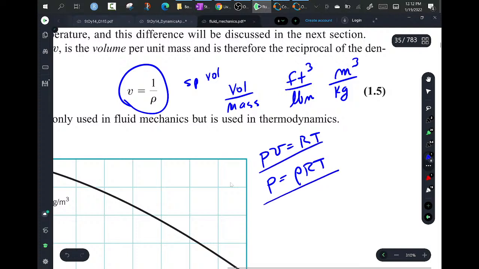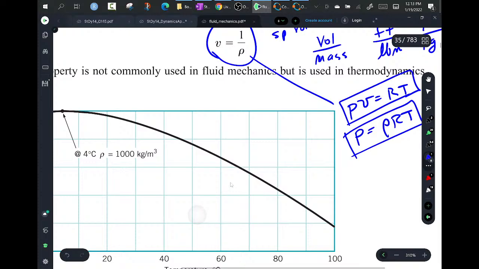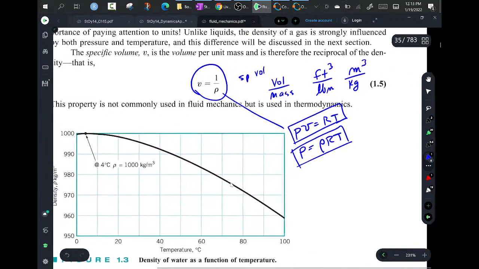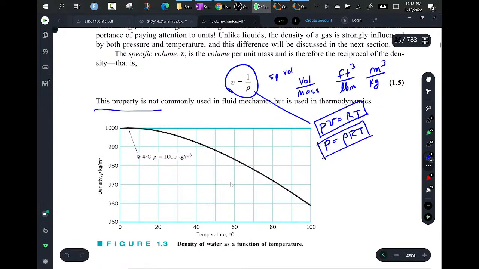That's the most common form, I guess, in thermo, but in physics you might see it like that. In fact, if you go look at the tables, and I challenge you to go look at saturated liquid, and then go look at the values of density in the tables in this book, you'll find an exact reciprocal relationship between the two. It says this property is not commonly used in fluid mechanics, but it's used in thermo. So he's basically told you that, yeah, specific volume.